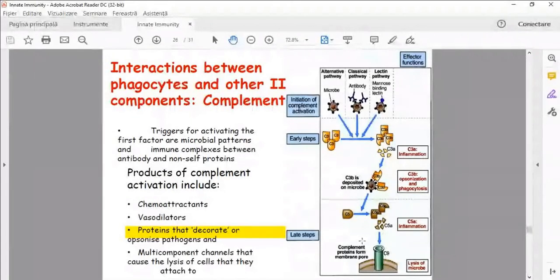But on this pathway of activation of complement, a lot of components with an important role in the innate immunity are released. Components which act as chemoattractants, which act as opsonins, and also there are some components released which act as vasodilators.